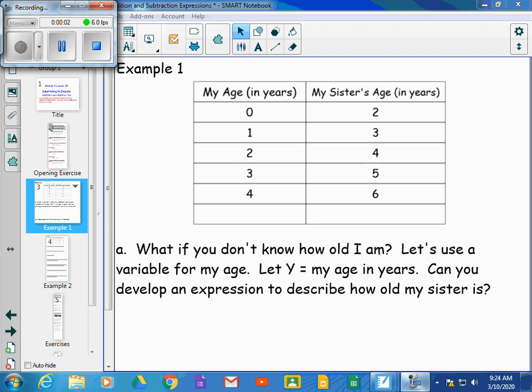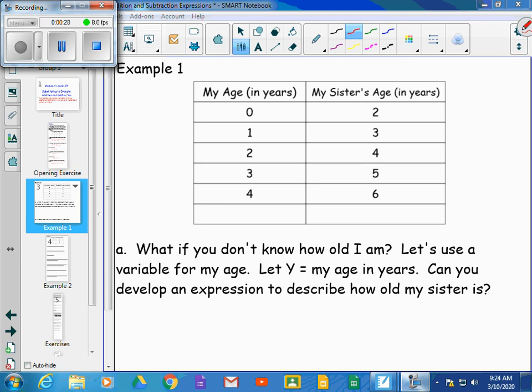Now, if we move on to example 1, we still see that table that shows the relationship between my age in years and my sister's age in years. Notice my sister is always 2 years older than me, so she always has an age that's 2 more than my age. Now, letter A asks, what if you don't know how old I am?